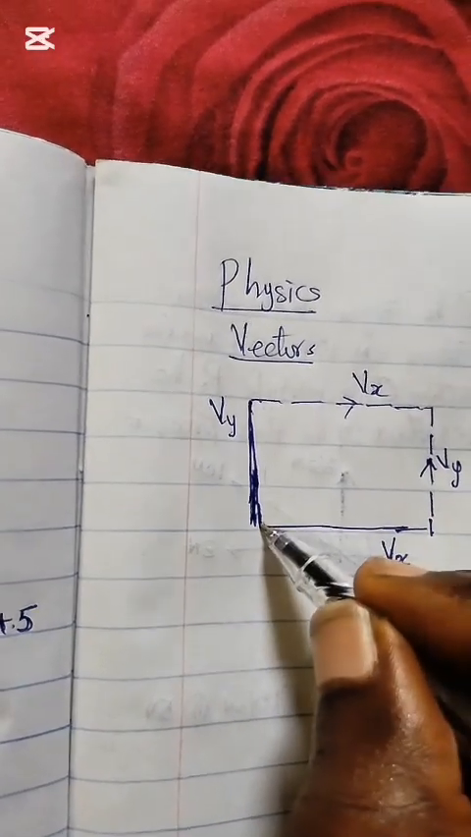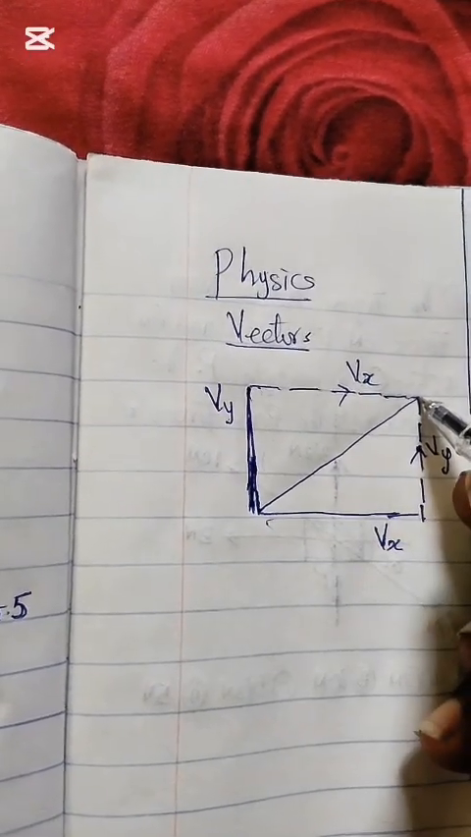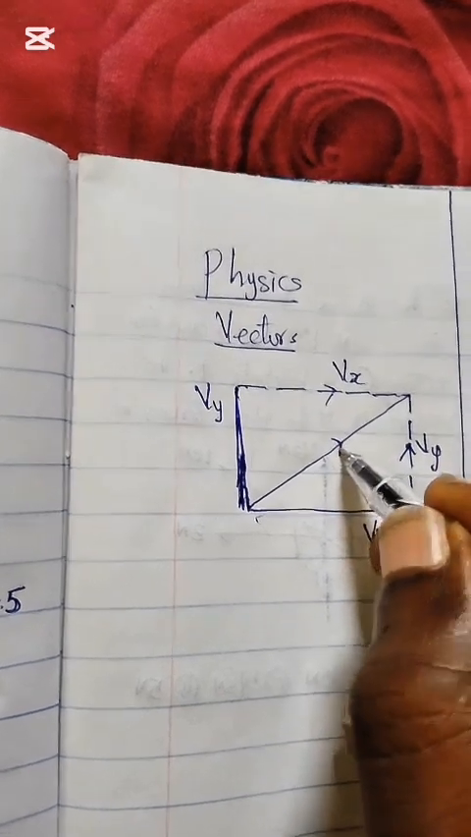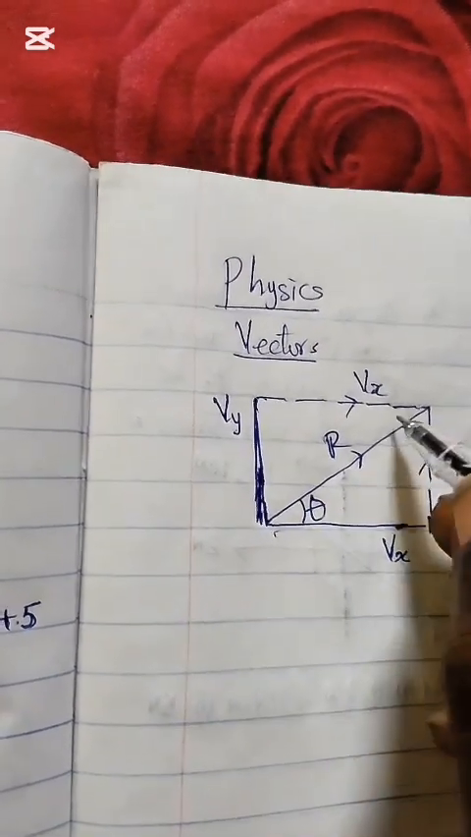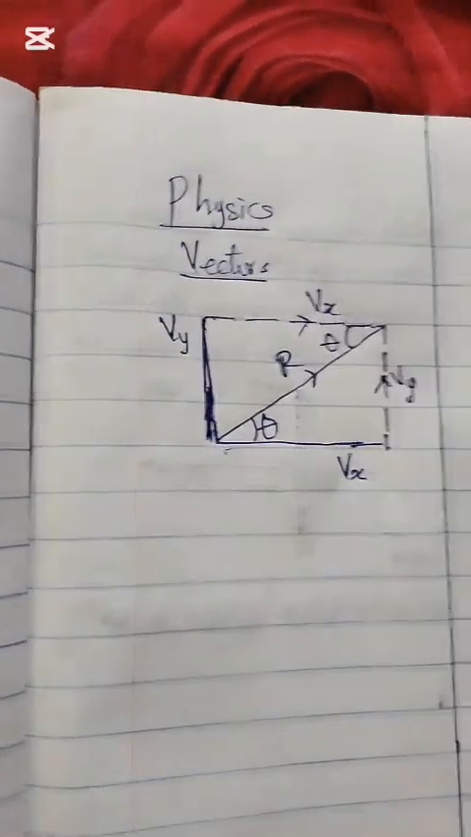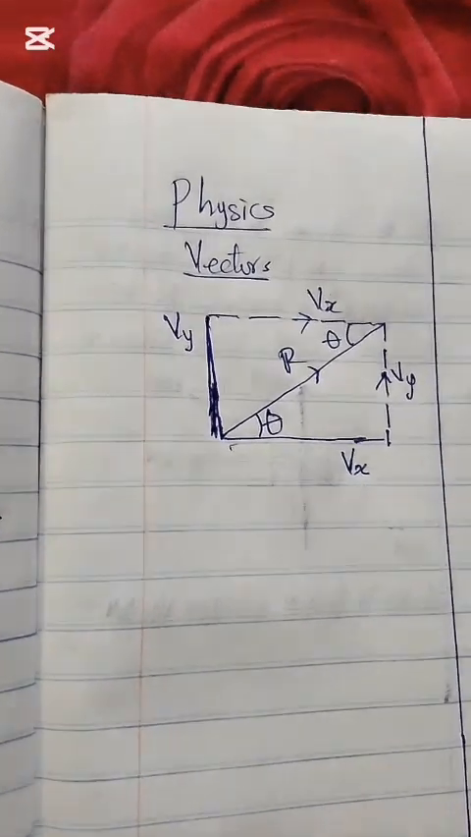Then also that the resultant is the diagonal from the point of contact in my previous video. You can just go and revise that before watching this. So here becomes our resultant. Then there is an angle between the resultant vector and the vertical vector and the horizontal vector, which are the components.